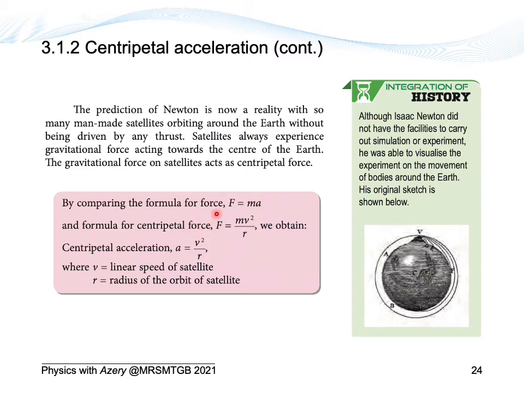So to calculate the centripetal acceleration, we compare the formula for force, whereby F equals ma, and the centripetal force F equals mv squared over r. Since both have F here, we equate ma equals mv squared over r, and on the left and the right side we have the same m, so we cross out m. That is why we get a equals v squared over r.